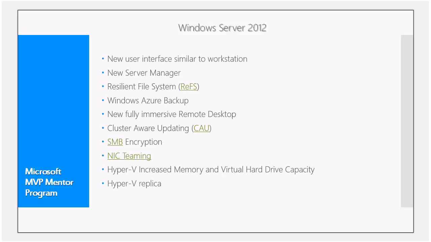Cool. Now, I just covered some of the features in the client or workstation version of the operating system. Now, I'm going to walk you through some of the major changes that have occurred to the server version of the operating system. The server version is called Windows Server 2012. It's got a similar user interface to the workstation version that I described earlier.